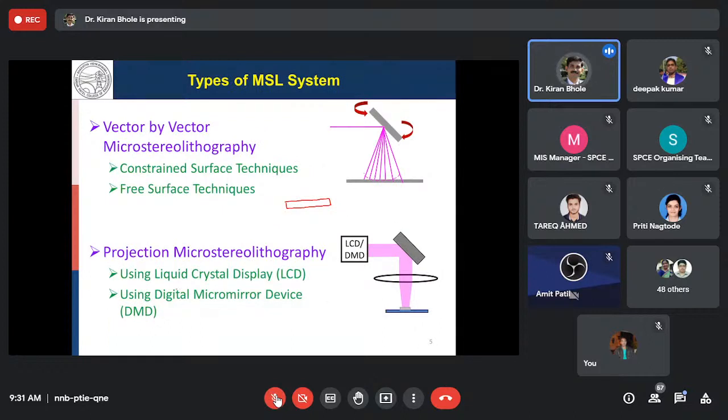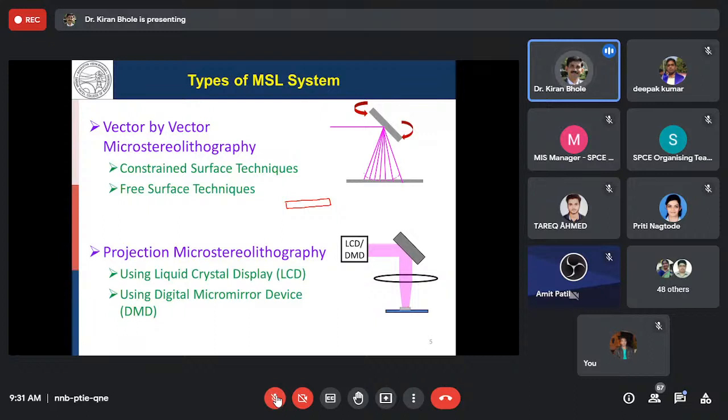So that is called projection micro stereolithography. You have two variants there: one is liquid crystal display, and another is the digital micromirror device or DMD. It is obvious that when we are projecting the entire 2D surface in one go, the entire 2D surface gets fabricated in one go, rather than line by line scanning and developing the 2D surface. So this projection micro stereolithography is very much faster than the line by line scanning micro stereolithography process.